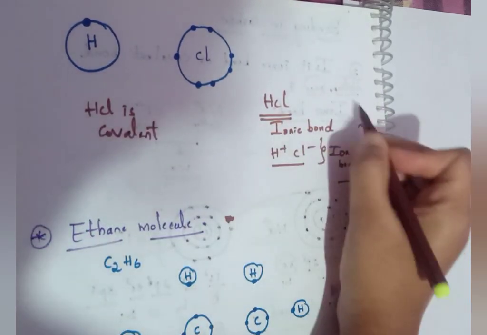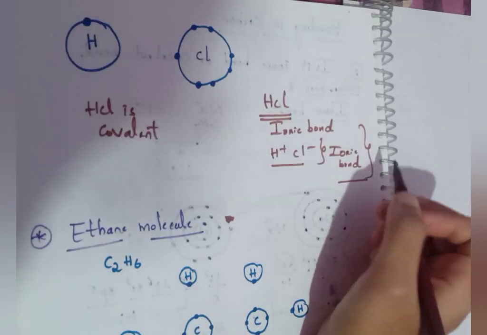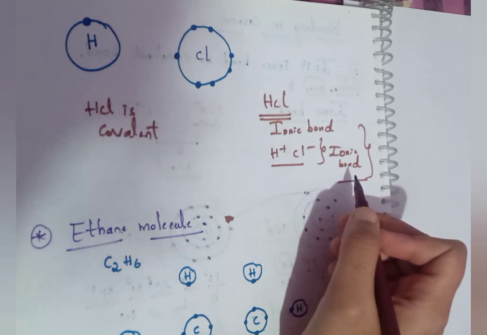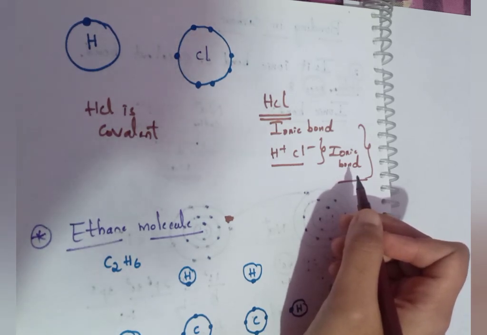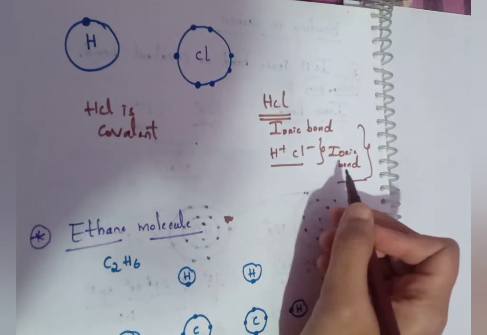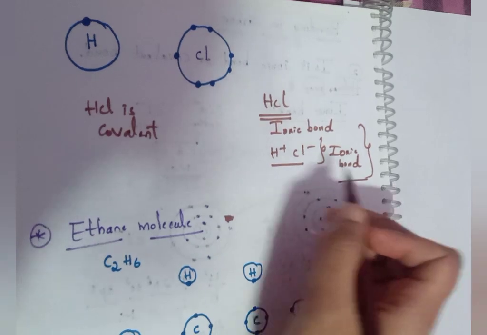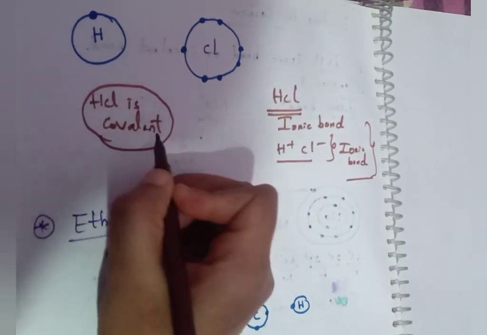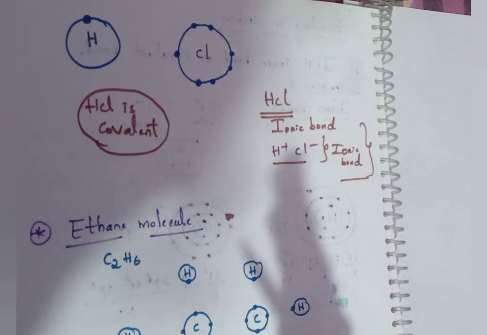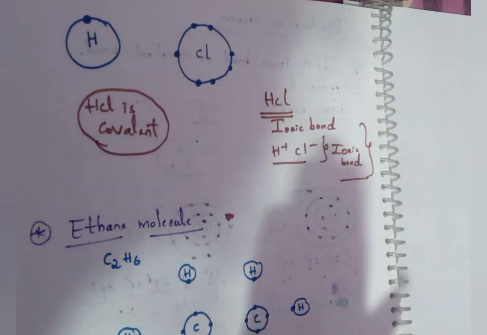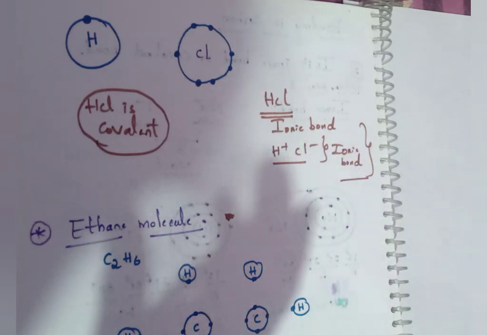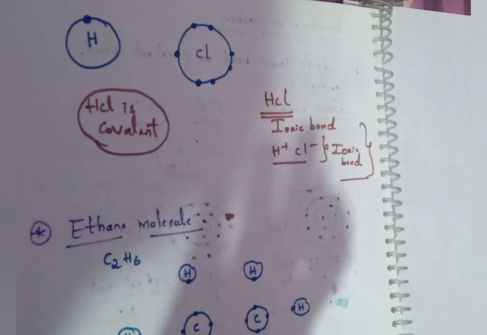But whenever it is present in the aqueous form, then it will get ionic bonding. That means when the HCl is in the water, it forms HCl acid, which consists of H plus and Cl minus ions. Basically, HCl is having covalent bonding. This type of question can also be asked, like, what is the type of bonding in HCl? We should say that it is having a covalent bond. But whenever it is in the aqueous form, it will get ionic bond.